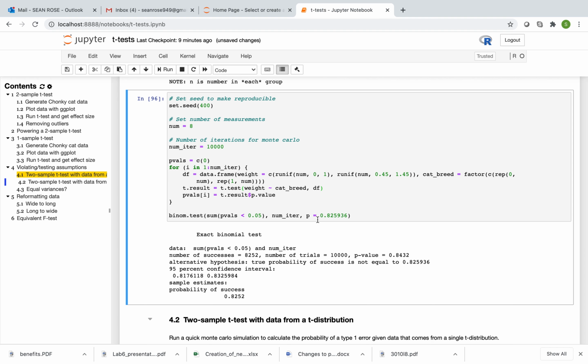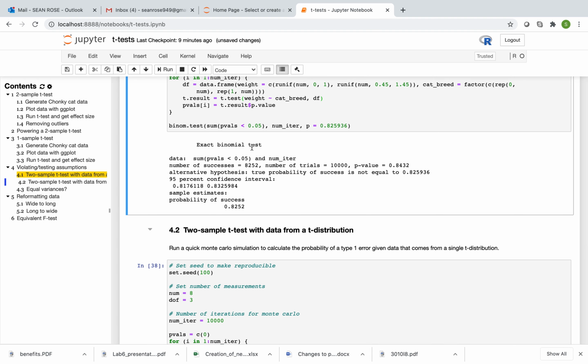So I'm going to compare it to that with the binomial test at the end. Okay, so what does it tell us here? It tells us that when we simulated data where the distributions were in fact different, two uniform distributions separated by 0.45, the number of successes, meaning the number of times we accurately rejected the null hypothesis, is 8,252 out of 10,000 trials. That means our power was 82.52% with a 95% confidence interval of about 81.8 to about 83.2.